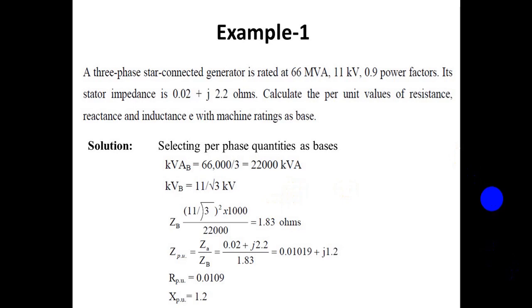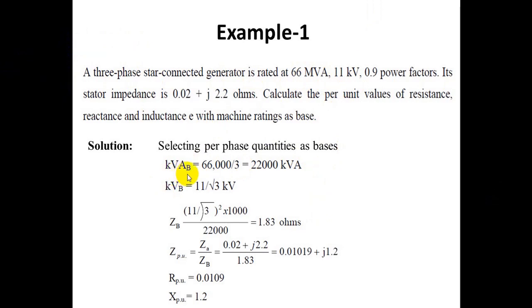Its stator impedance is 0.02 plus j 2.2 ohms, and we have to calculate the per unit values of resistance, reactance and inductance with machine ratings as base. So selecting the per phase quantities, you can see this is a 3-phase star connected generator. As we are selecting the per phase quantities, first we will convert the rated parameters of 3 phase into single phase.